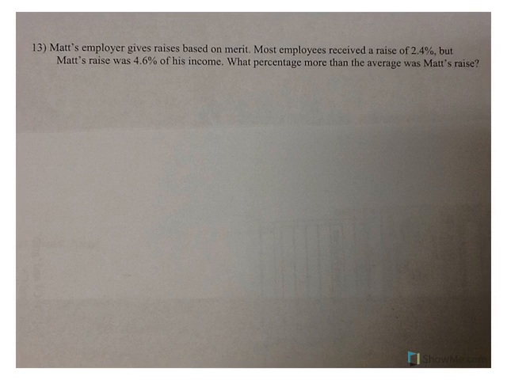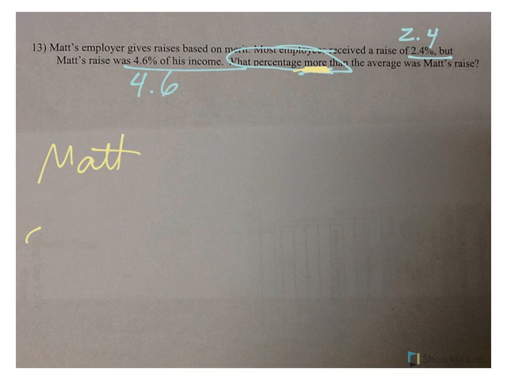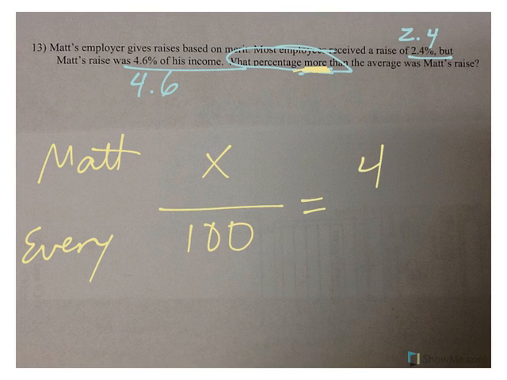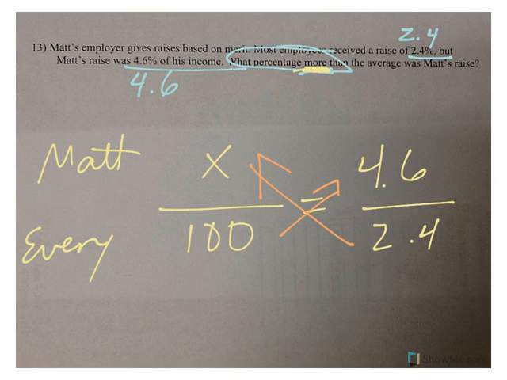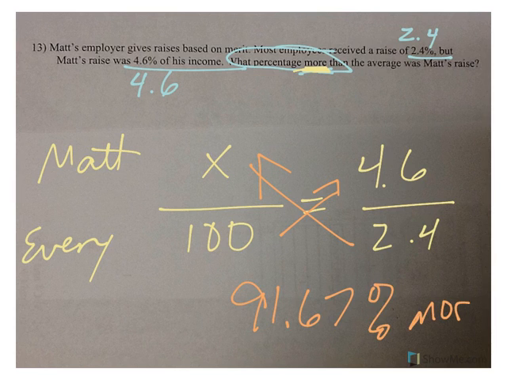And last one on this video, Matt's employer gives raises based on merit. Most employees received a raise of 2.4%. So that's just their raise. Just think of this as 2.4. But Matt's raise was 4.6% of his income. So just think about 4.6. What percentage more? Again, that more is kind of like an increase. So we're talking about Matt compared to everyone else. And they say what percentage? So Matt's was 4.6. Everybody else's was 2.4. So when we cross multiply, Matt's was 91.67% more than everybody else's.